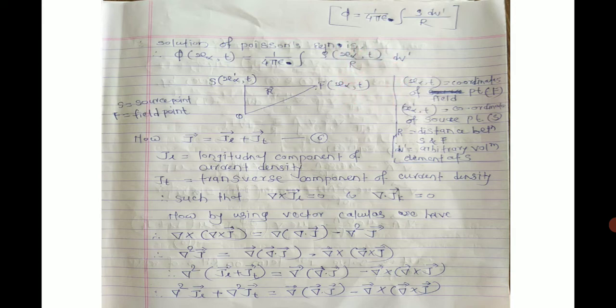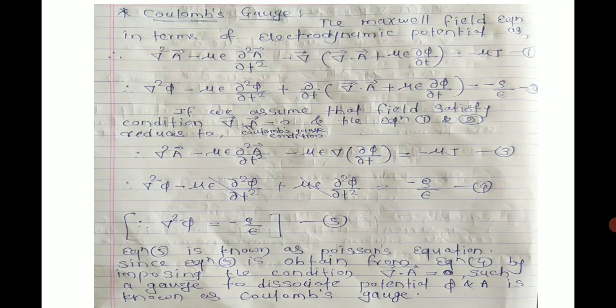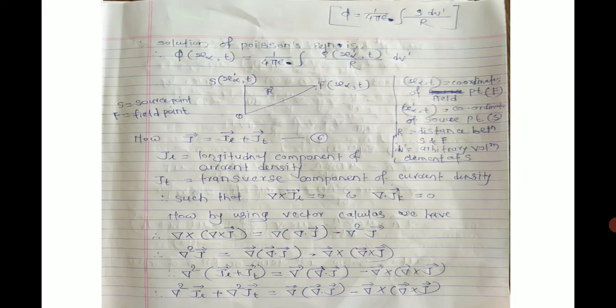It is the coordinates of a source point. Then let's see the figure. This is S at x dash, alpha, comma t, the source point, and this is F at x, alpha, comma t, the field point, and R is the distance between that source point and field point.